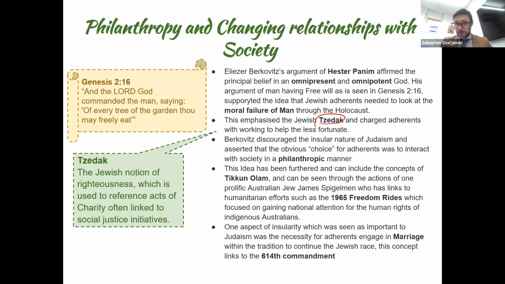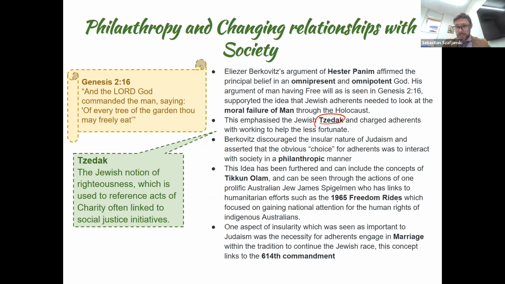You can find examples of Australian Jew James Spigelman, who's related to Art Spiegelman, if anyone's ever read Maus. He had big parts in the humanitarian rights, in the Freedom Rides in 1965, which focused on the human rights of Indigenous Australians. So you have a very, very close to home example of a Jewish adherent that took this need for Jewish engagement with society to the next level.